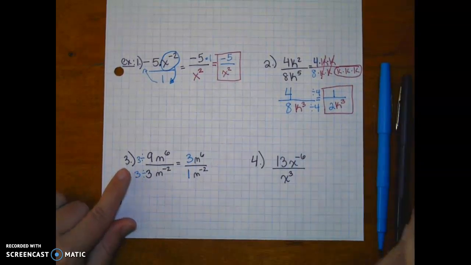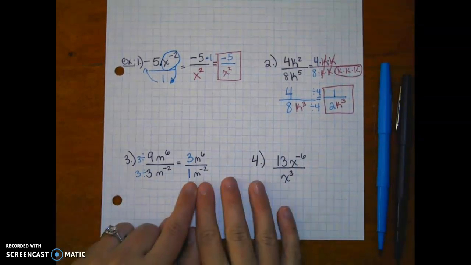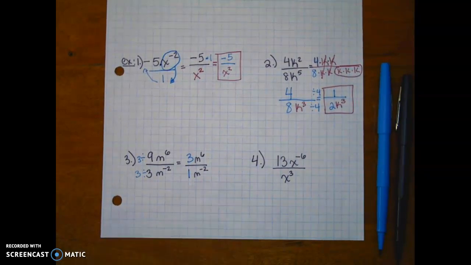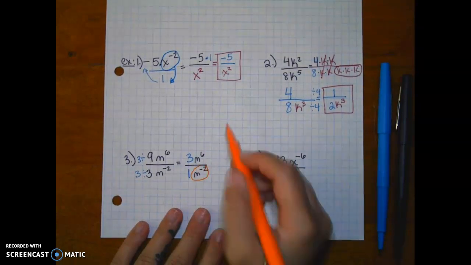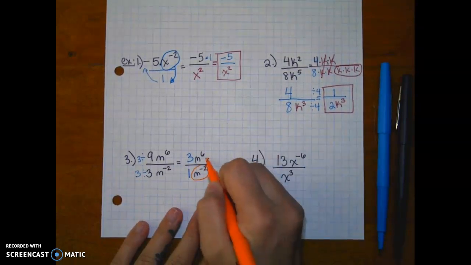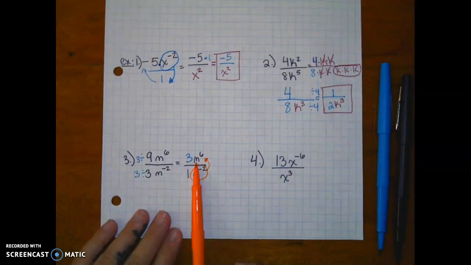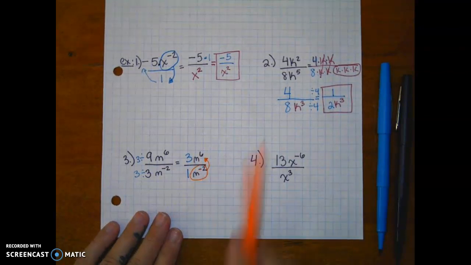So, oh no, I have a negative 2 on the bottom instead of the top. So guess what I'm going to do? I'm going to move that m to the negative 2 above it and flip. Now, I'm not moving the 3m to the power of 6. I'm just moving this one up. And there'd be an invisible 1 there, and I would flip them, right?